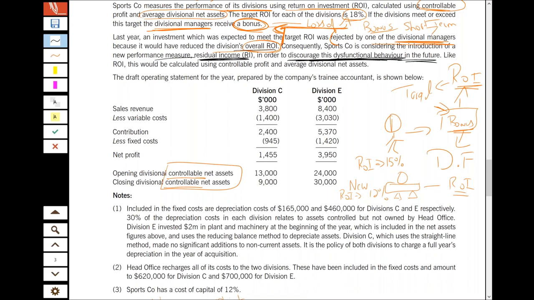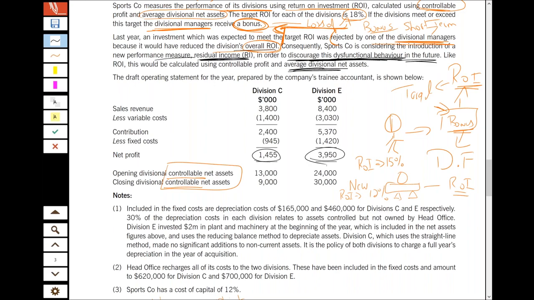Like ROI, this would be calculated using controllable profits and average divisional net assets. So that is okay. We have to use the controllable one. Understanding the concept, friends? Now we have a net profit figure here. Notes. Let's see the notes.